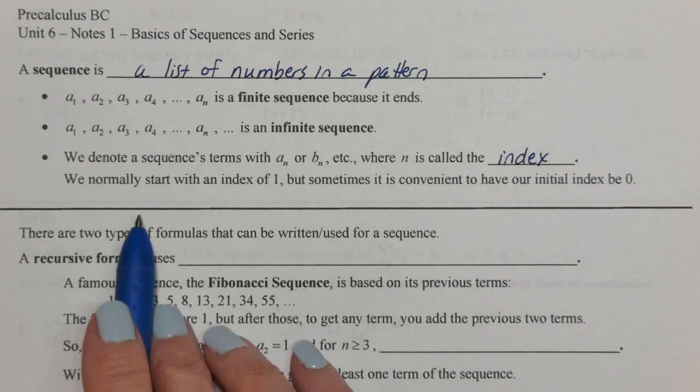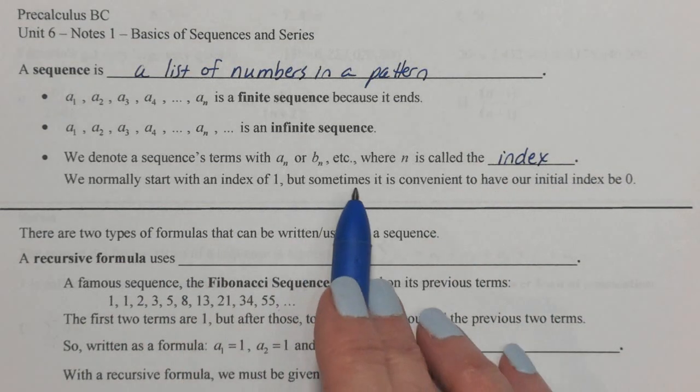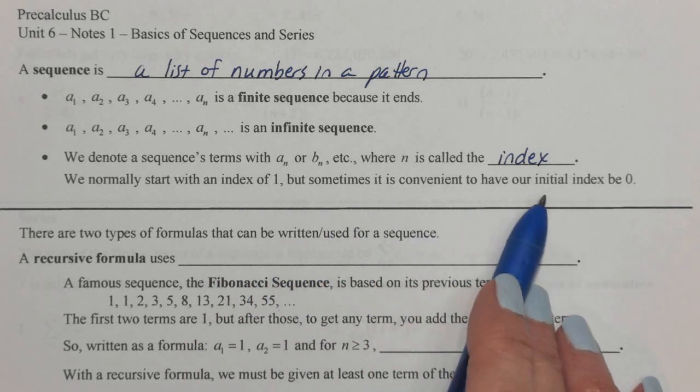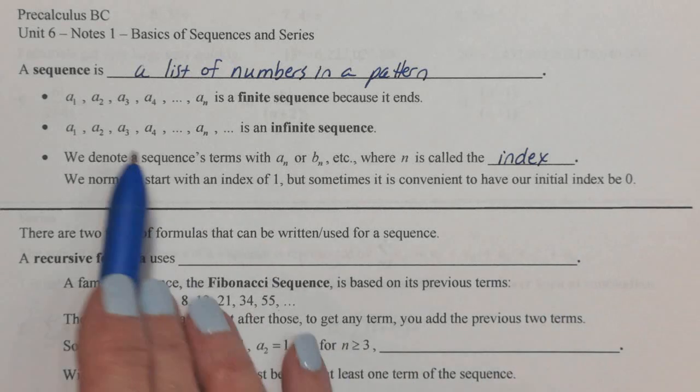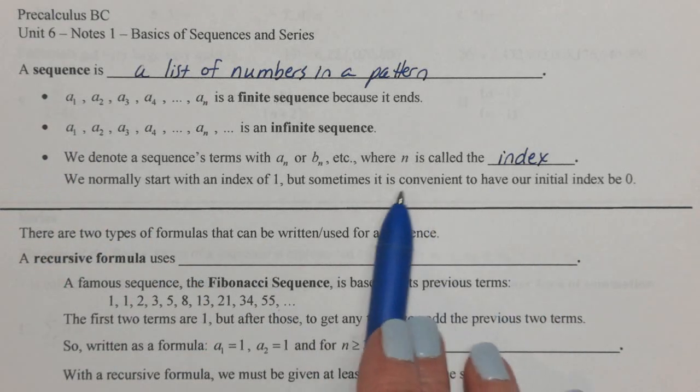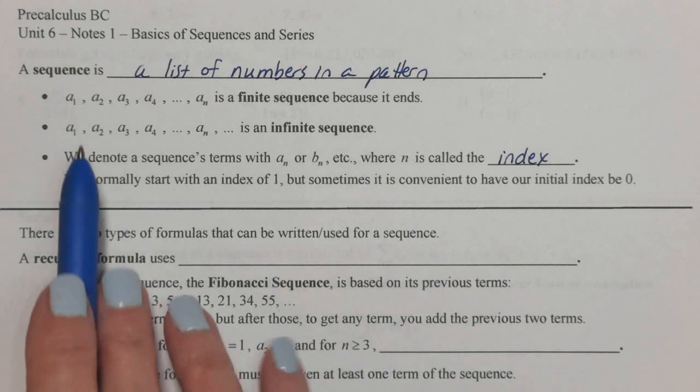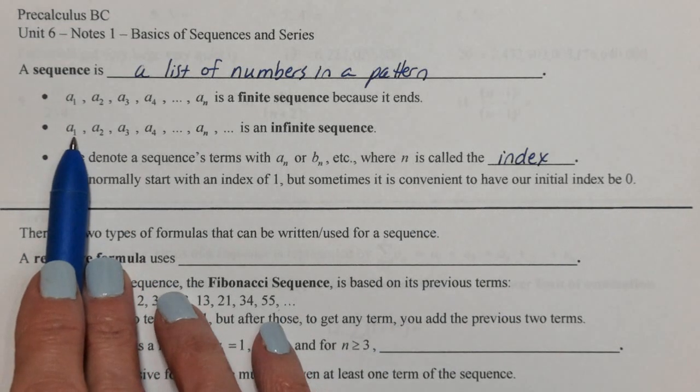We normally start with an index of 1, but sometimes it is convenient to have our initial index be 0. And sometimes they will tell us some other number to let our index begin at. So we have to be flexible when it comes to that index. But for most of the time, if they don't give me what the index begins at, I'm going to let my index begin with 1.